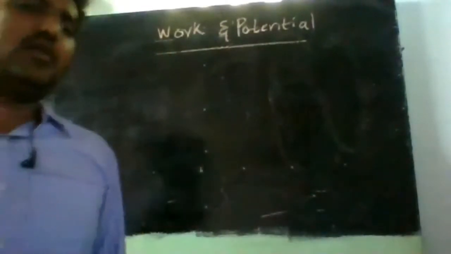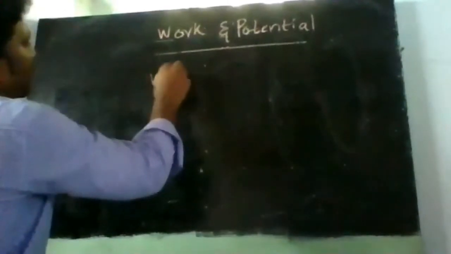We have seen two methods, Coulomb's law and Gauss's law. Now let us see the third method for finding out electric field intensity. What is this concept? Firstly, what is work?